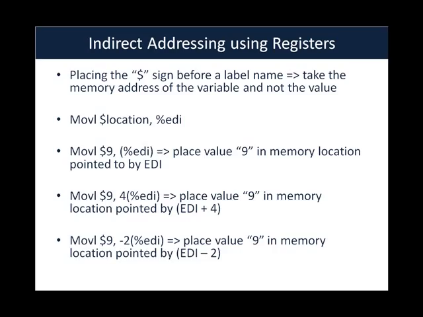Finally, indirect addressing using registers. This is somewhat synonymous to the pointers analogy in C. If you have a label and you want to find the address of the label, you need to prefix $ before that label. Let's say there is a label location which is a byte. If you want the memory address of location, then you just have to write $location.